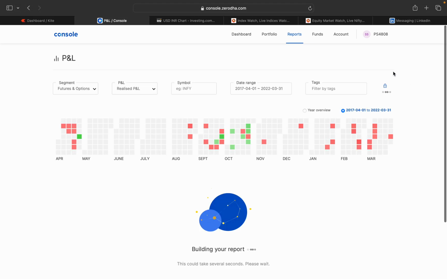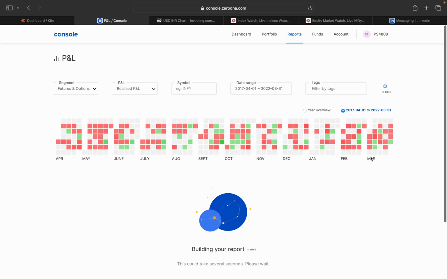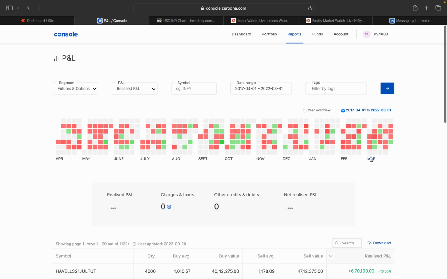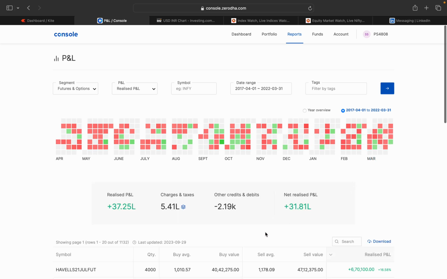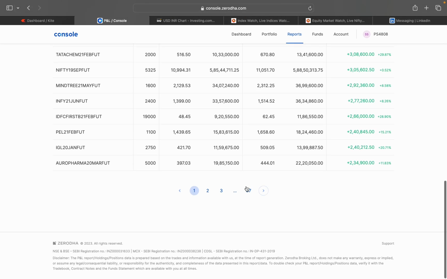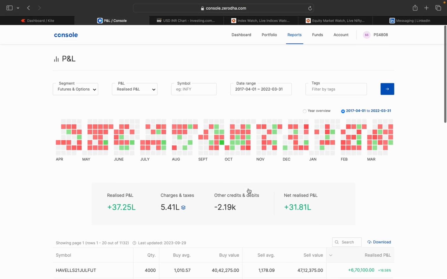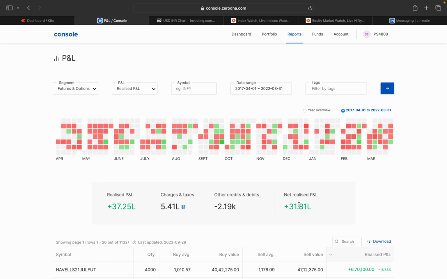In the FNO segments, this would be very active. I hope it works. We are seeing net gains of 31.81 lakhs. I mean, I will show you. All of these trades, these 57 rows, are downloaded on Excel. I will show it to you. So you see realized PNL of 37 lakhs, taxes and charges of 5 lakhs, and booked PNL of 32 lakhs. I mean, 31 lakh 80,000.